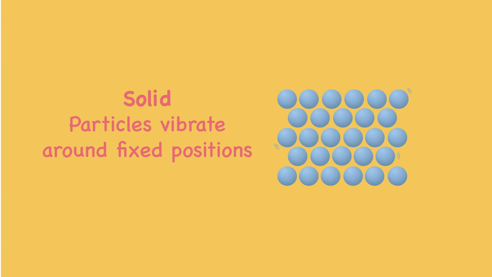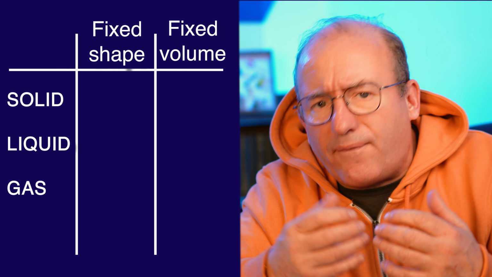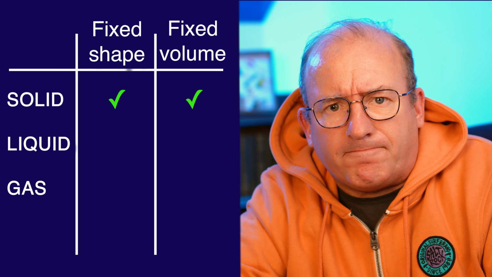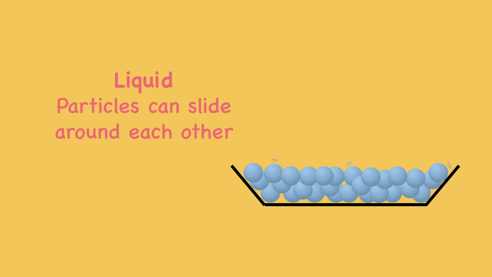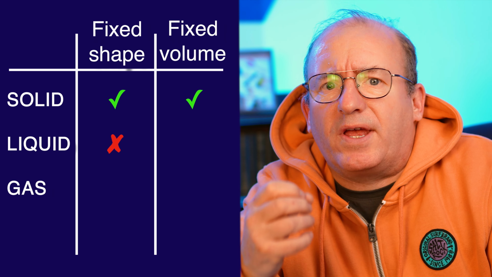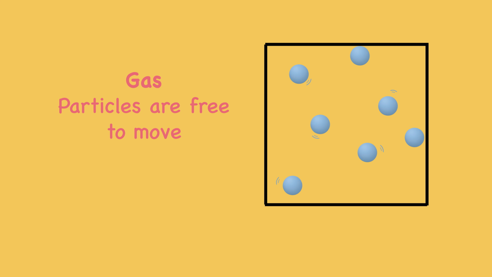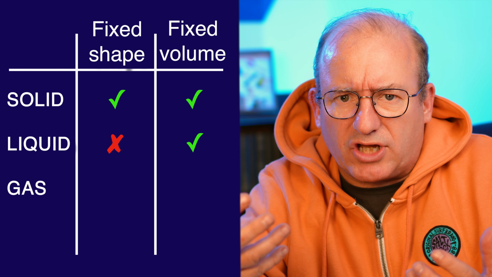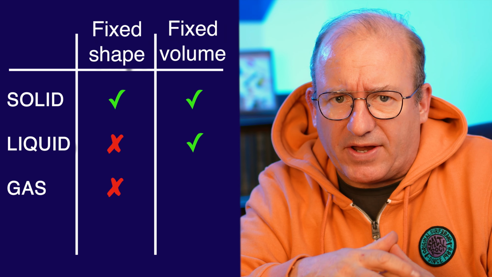In a solid, the particles are held in fixed positions and can only vibrate around those fixed positions. This means that a solid is a fixed shape and a fixed volume. In a liquid, the particles are still held together, but not as tightly, not as firmly, and they can slip round each other. That means a liquid doesn't have a fixed shape, but it still has a fixed volume. In a gas, the particles are free from their bonds and can move around and fill the container that they're in. That means a gas doesn't have a fixed shape and doesn't have a fixed volume.